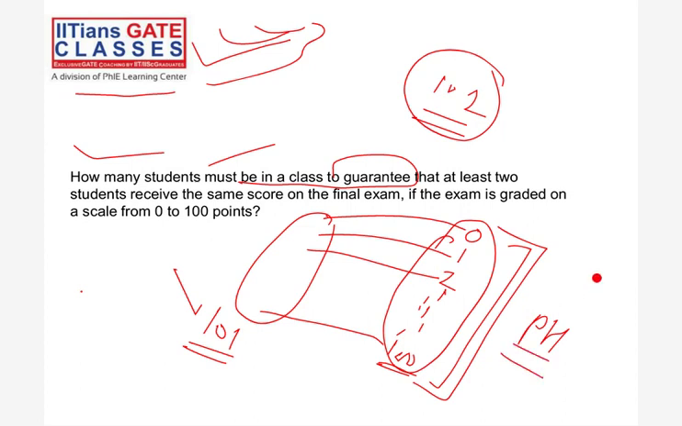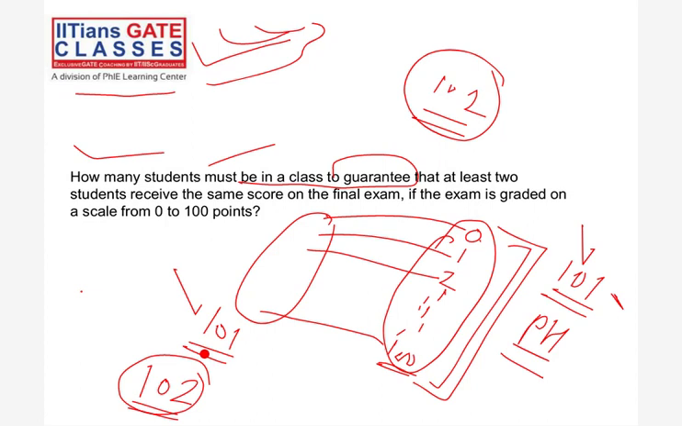So we have 101 pigeonholes. You see, from 0 to 100 there are 101 pigeonholes. So if we want to guarantee that at least one pigeonhole will contain more than one pigeon, then we should have more pigeons. Basically, if pigeonholes are 101, then our pigeons must be at least 102. So the answer will actually be 102.